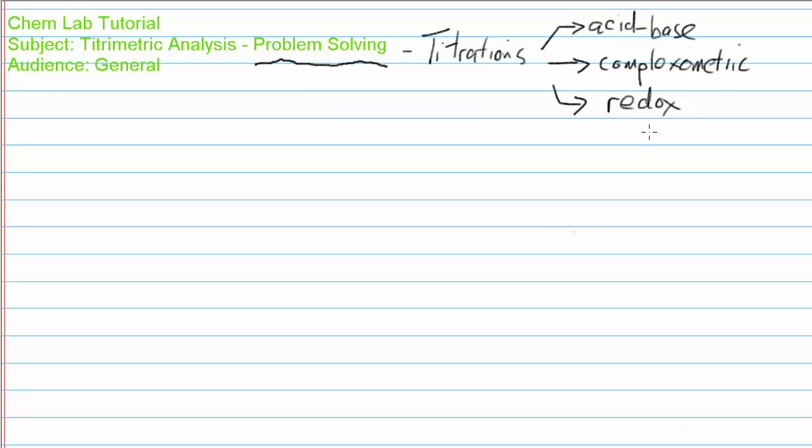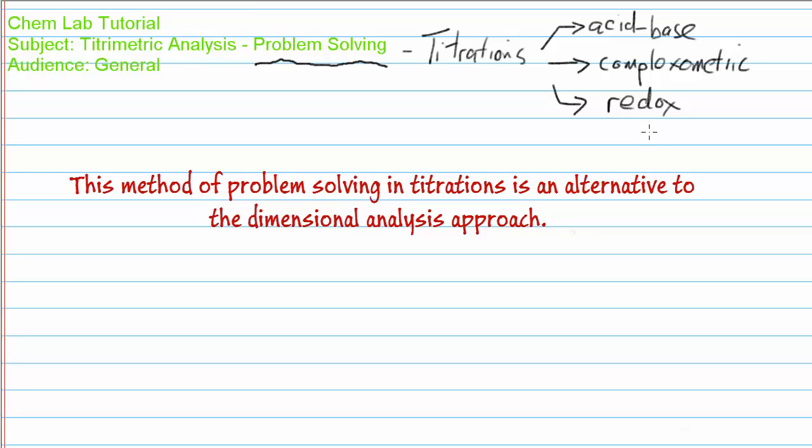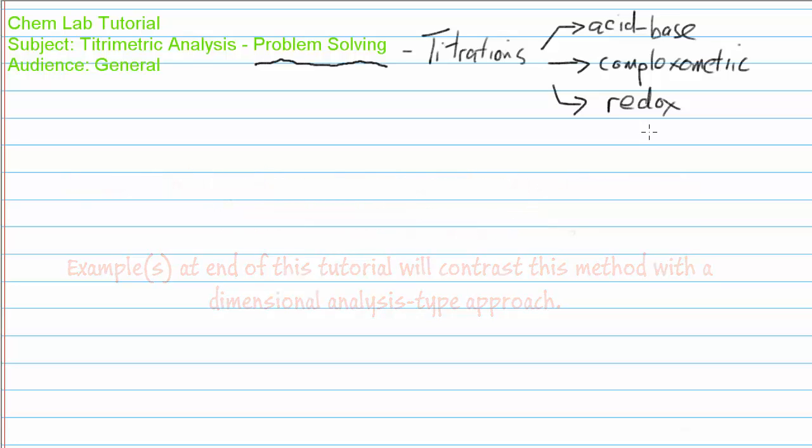Now, one last thing before we get underway. This method of problem solving doesn't use dimensional analysis in the way that it was used in the tutorials on the gravimetric analysis experiment. But I'm showing it here as a method which is an alternative to dimensional analysis in problems involving titrations. The example or examples given at the end of this tutorial will use this alternate method and contrast it with taking a dimensional analysis type approach. You can use whichever method you're most comfortable with, provided that you show all your calculations in a neat and orderly manner. So let's begin here with what a titration is all about.